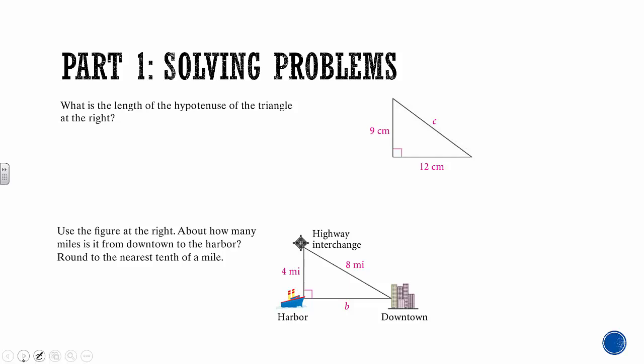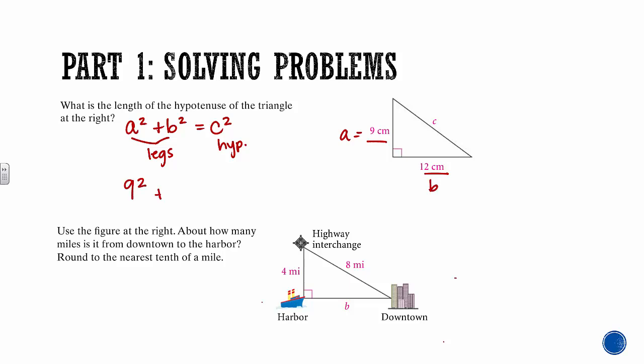So what's the length of the hypotenuse of the triangle at the right? We have A squared plus B squared equals C squared. A and B are always your legs, and C is always your hypotenuse. They give us two legs, so we can name one A and one B. We're going to plug in 9 squared plus 12 squared, and it doesn't matter which one you plug in because addition is commutative.